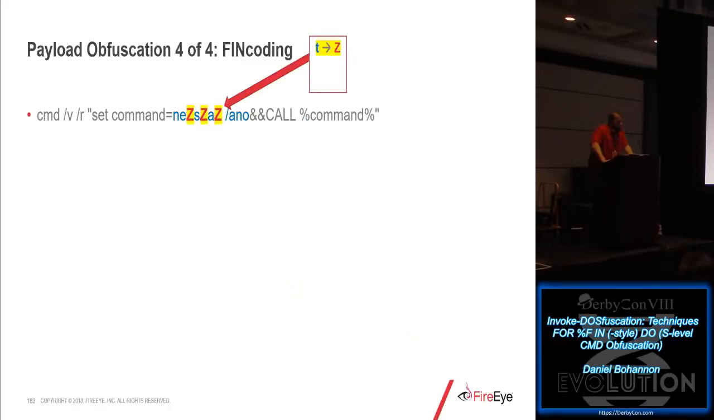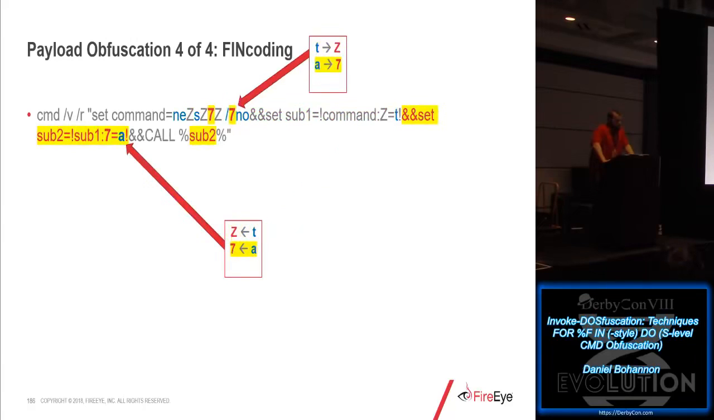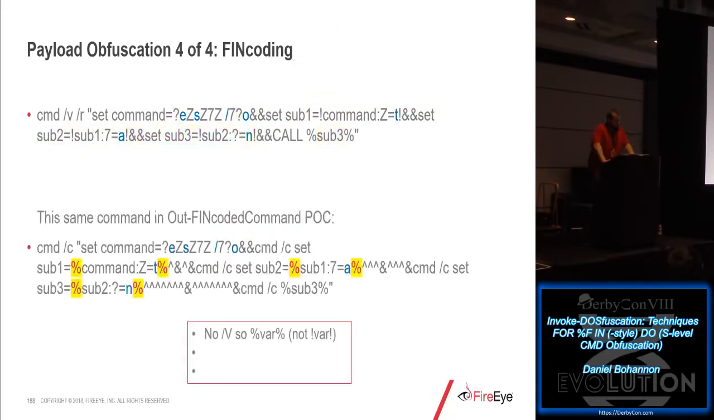The last one is fin coding, and this was, again, an homage to Fin7 and the cool stuff that started all this research for me. So let's say we take all the T's and replace them with uppercase Z's in our initial command that we're setting in this variable. And then somewhere in the command, we swap and use that Fin7 replacement and say, in memory, replace all the uppercase Z's back to T's. And then call that final sub1 variable. And then let's go back and replace A's with 7s, and then later replace 7s back to A's, and do that one more time. And then when we call it, it actually continues to run.